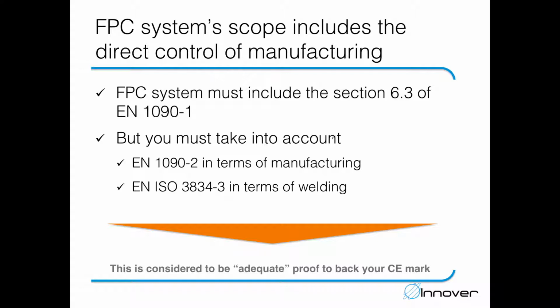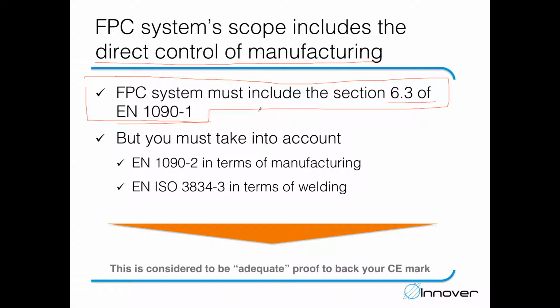But here I just would like to emphasize the fact again that the FPC system scope must include the direct control of manufacturing, and this is because you need to have the proof to back up your CE marking and the declaration of performance. So the FPC system must include section 6.3 of EN 1090-1, and this is basically, let's say, the general part of your factory production control. And here you control the resources, here you develop processes that are used to control non-conforming products and so on. And this is actually directly referenced in the Appendix ZA of 1090-1, so the harmonized standard.